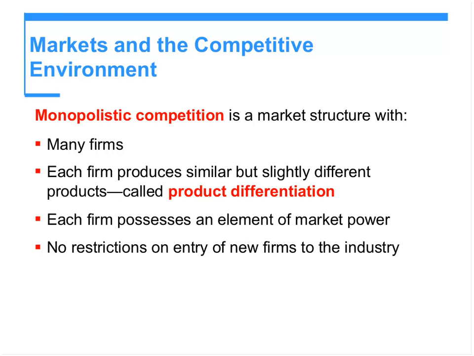The next type of market is monopolistic competition, which is not completely opposite of the first one. In this type of market, many firms exist. Each firm produces similar but slightly different products, called product differentiation, and each firm possesses an element of market power. Whoever is there definitely has market power. And there is, again, no restriction on entry of new firms to the industry. As you can see, not every firm is producing an identical product. You're more or less producing the same product, but you are differentiated in some way. That gives you your own competitive advantage.